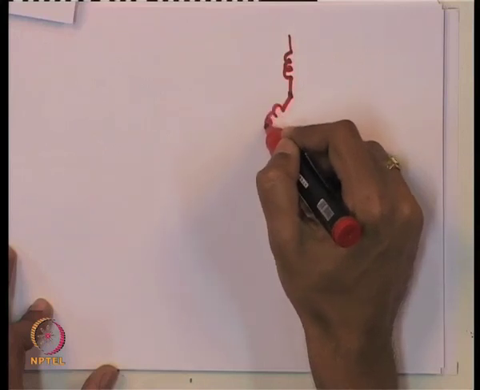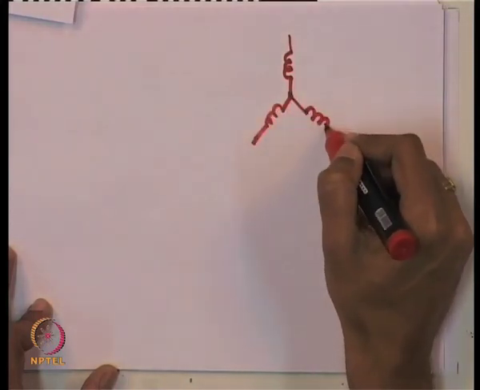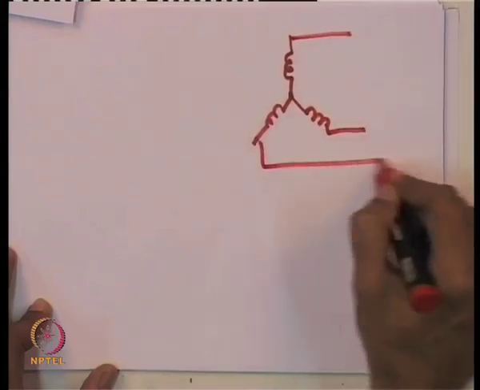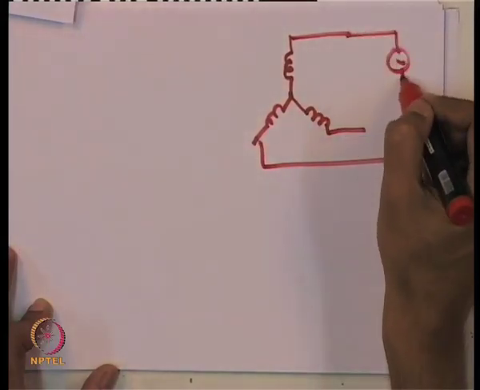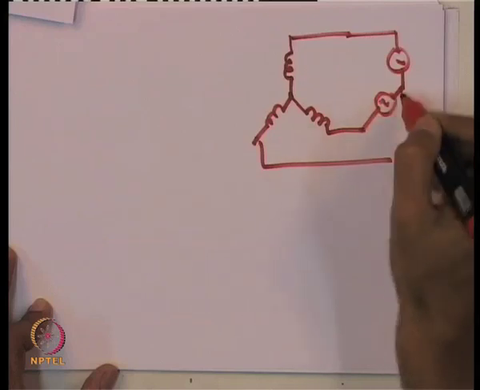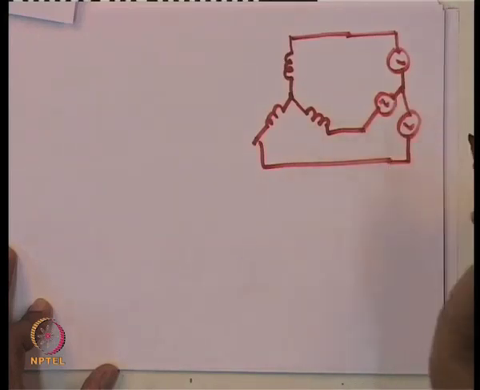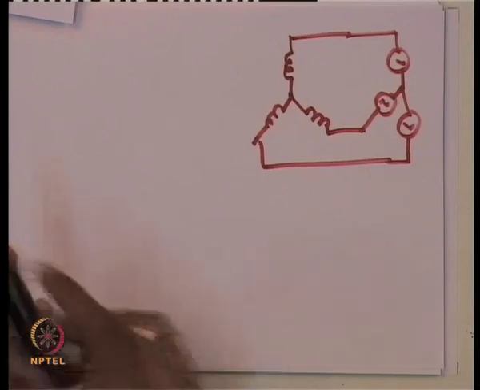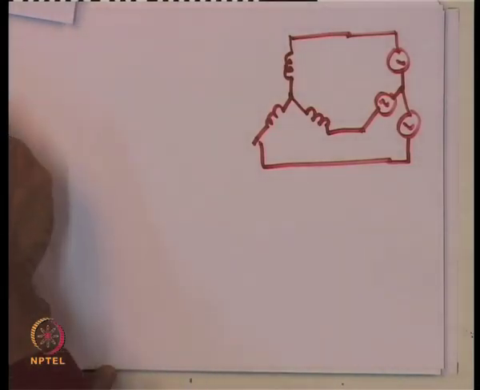Now, we go a step further. Let us see what happens when we connect the machine to a voltage source. We are not having an open circuited machine, remember, we are connecting it to a voltage source. Let us assume we have got a star connected machine. So, the A winding, B winding and the C winding are connected to voltage sources. So, there is a star connected voltage source.